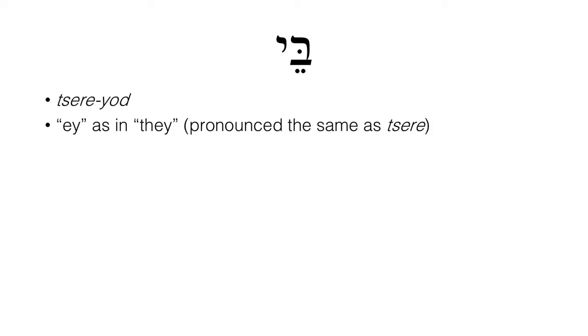Next, we have the irreducibly long vowel tsere yod. And as you can see, it's a combination of tsere and yod. And, lucky for you, it's pronounced exactly the same as tsere. So you would pronounce the Hebrew on this page as bay, bay.